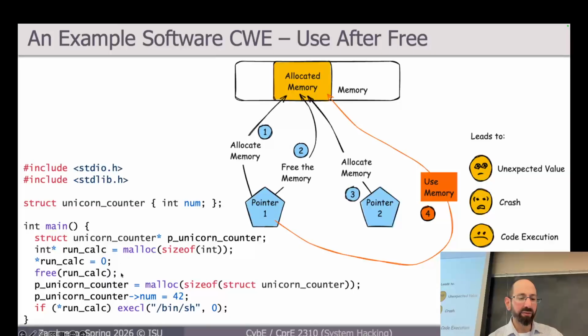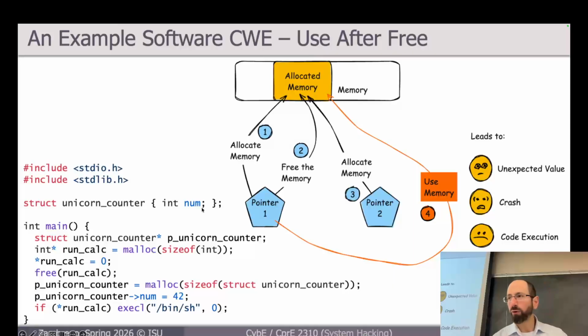We then free the memory. That's good programming practice, right? We use the memory. We don't need that run calculator integer variable anymore. We have then freed the memory. That is step two here. Then separately, we allocate this unicorn counter and say, give me a memory allocation. In this case, memory allocation, size of structure. It's a little hard to see. It's going to be the same amount of memory.